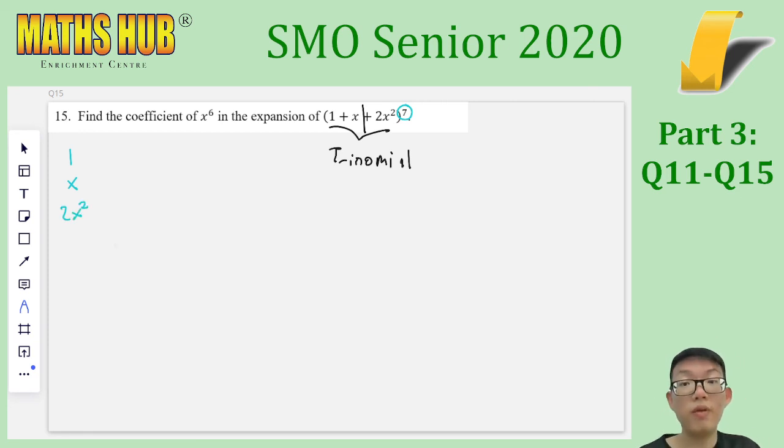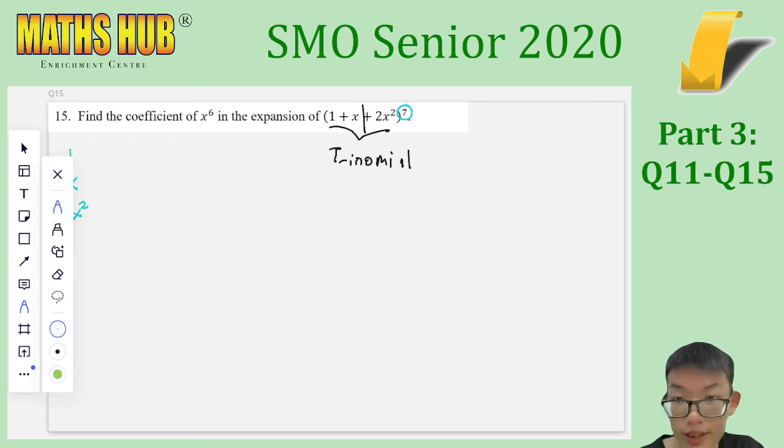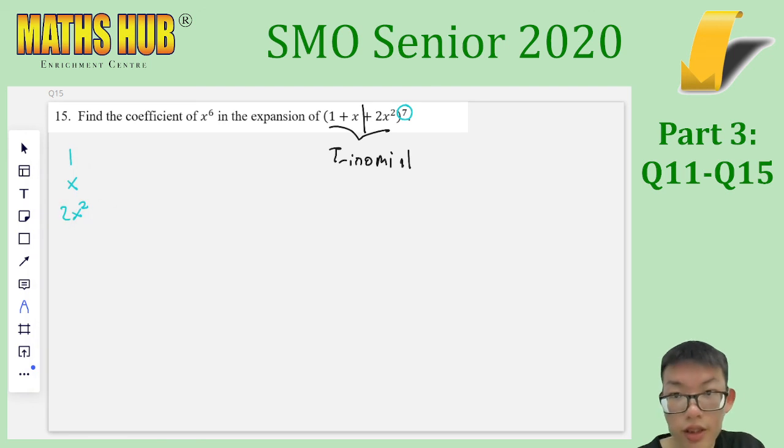So let's think about what combinations of these would give us x to the power of 6. Firstly, we could have 3 of 2x squared multiplied together, and that already has a degree 6. So we cannot have any more of x, which means that the rest of them would be 1.